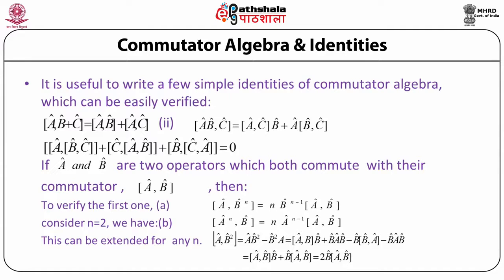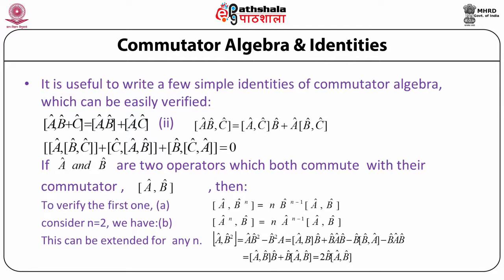Now if operator A and operator B are two operators which both commute with their commutator, that is commutator of operator A and operator B, then we can try and verify two identities. A, commutator of operator A with operator B to the power n is equal to n times operator B to the power n minus 1 times commutator of operator A with operator B.